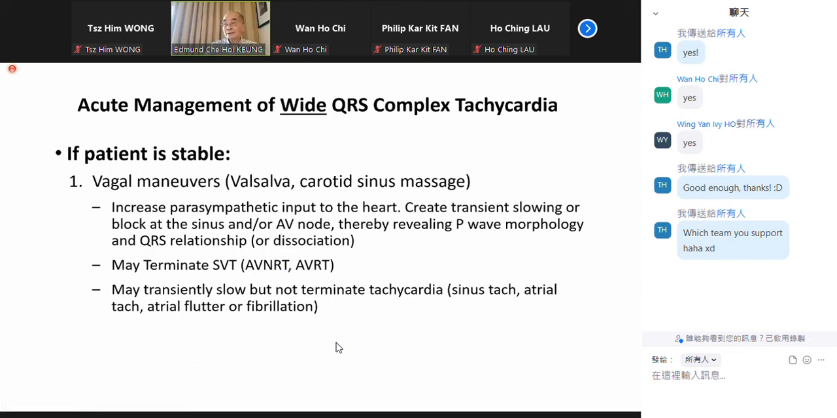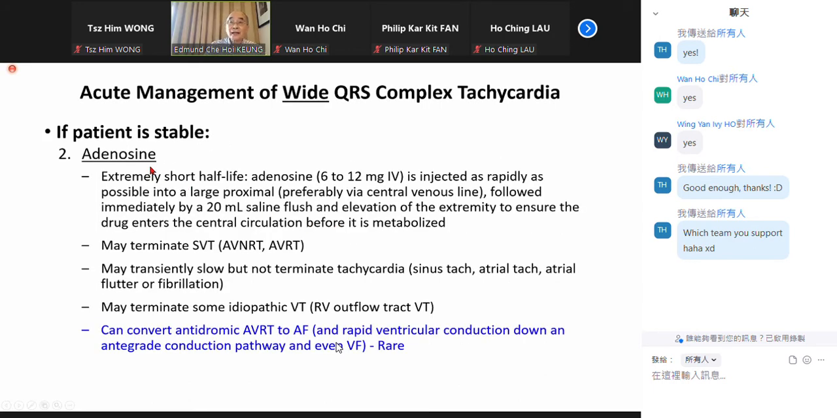So increase vagal tone. You can do Valsalva, carotid sinus massage, or in fact, it's easier, you can give adenosine. But with wide complex tachycardia, be more careful when you use adenosine. It has a very short half-life, so 6 to 12 milligrams injected rapidly into a large proximal vein. What's proximal? As close to the heart as possible, followed by a flush. You want it to get into the heart ASAP.